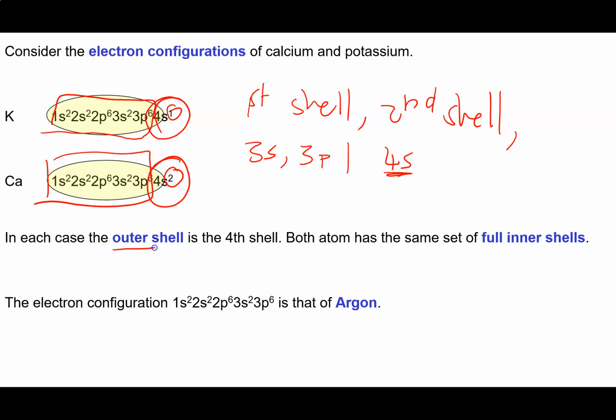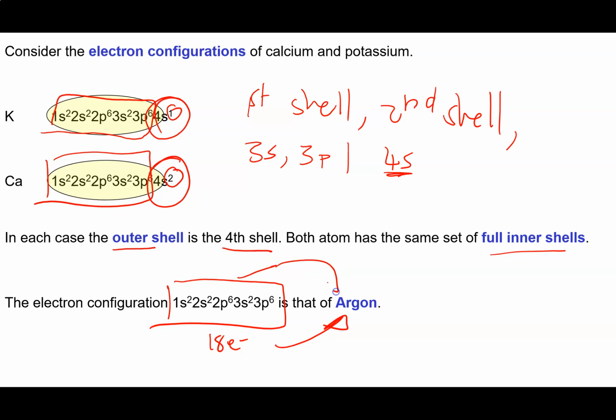So in each case, the outer shell is the 4th shell, and both of the atoms have completely full inner shells with the same number of electrons in them. So the inner shells, the core electrons, contain 18 electrons, just like argon. This configuration in here is exactly the same as the configuration that we see in the argon atom.